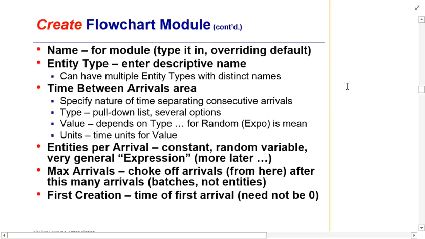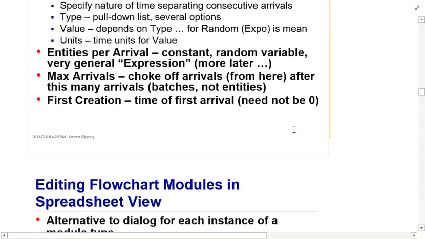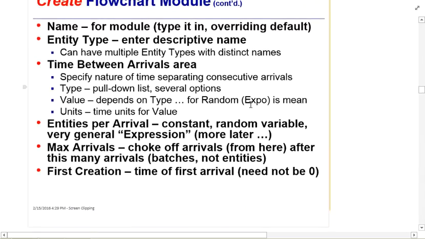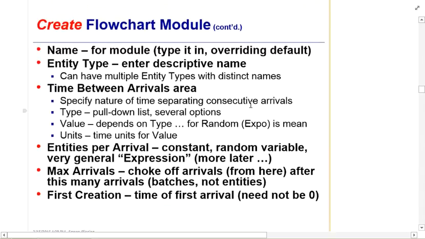And again, I think I ran through this already in terms of entity type, entities per arrival, max arrivals, and then first creation. And again, it doesn't need to be 0 as it's stated here in the notes, but I've not seen a whole lot of applications where 0 doesn't make a lot of sense.